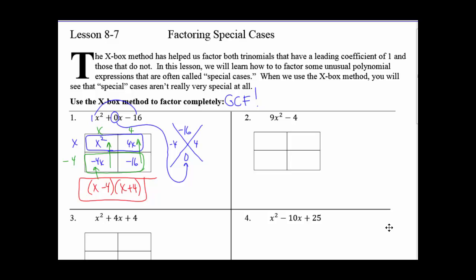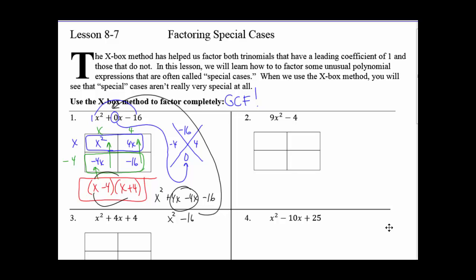If we double check, we need to multiply out, distribute. If we distribute, we get x squared, then we do this plus 4x. We get a minus 4x, and then we get the minus 16. Notice these will cancel, and we get x squared minus 16, which is what we had up here. They just had a 0x. Good job. Let's jump over to number 2.